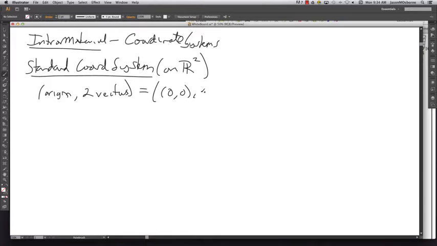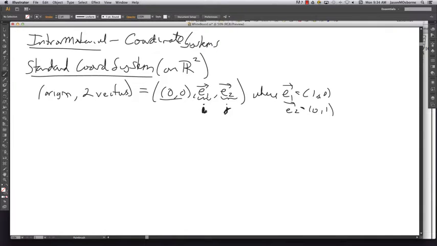And our two vectors, which I'll call E1 and E2, which your book often calls I and J with bold faces. It's hard for me to draw that, so I and J. Where E1 is equal to the vector 1, 0, and E2 is equal to the vector 0, 1. So here is our standard coordinate system. It is an origin and these two vectors.